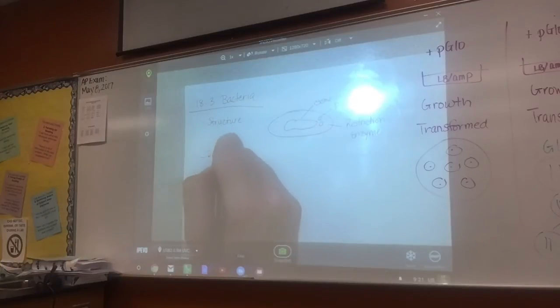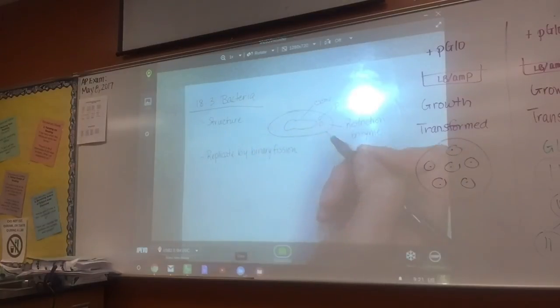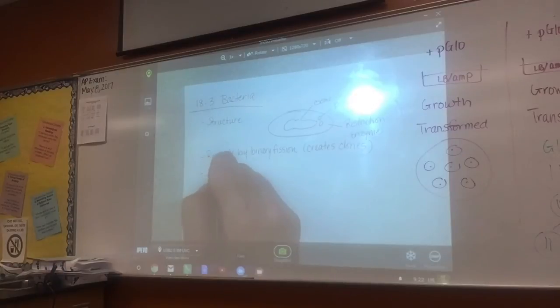These guys replicate by binary fission. It's not mitosis, they don't have a spindle or anything, because they only have one chromosome. And this basically creates clones. You don't get genetic variation, bacteria do not get genetic variation by reproducing. How do they get variation? One way is the same way as viruses. Mutations. There are other ways.